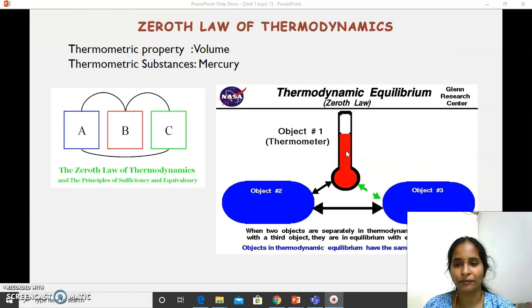when it is coming into contact with any other object which has a temperature, that is, a higher temperature or lower temperature. According to it, the mercury present in the thermometer will expand or compress depending upon the temperature of the other object. Okay, now this thermometer is calibrated.